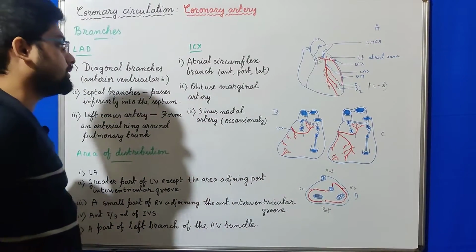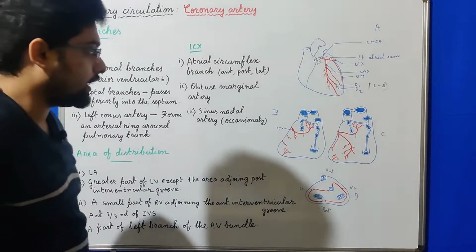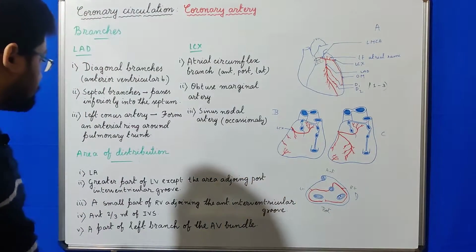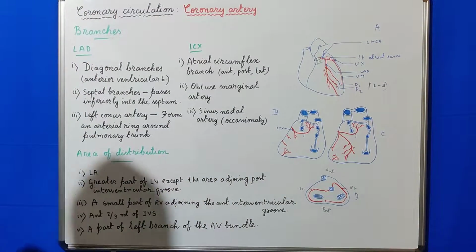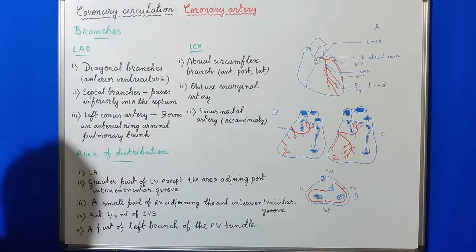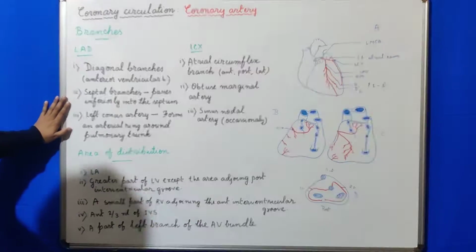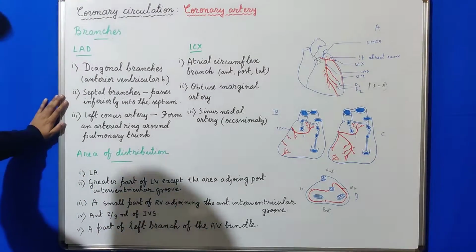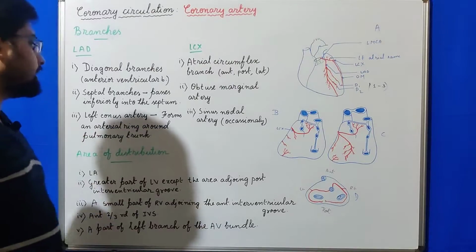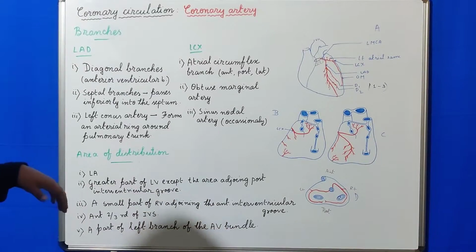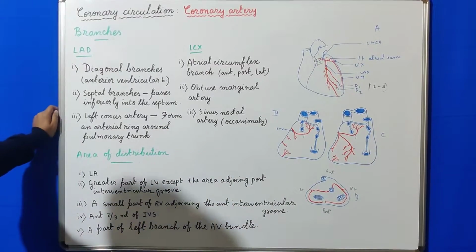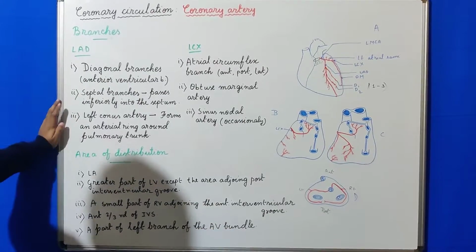Next branches are septal branches that pass inferiorly into the interventricular septum, which supplies the anterior one third of the interventricular septum. And next is the left conus artery, which forms an arterial ring around the pulmonary trunk. In the case of the right coronary artery, we have discussed that the first branch, the right conus artery, formed another arterial ring around the pulmonary trunk. Both these rings together are called the annulus of Vieussens. We have discussed it in the previous video also.